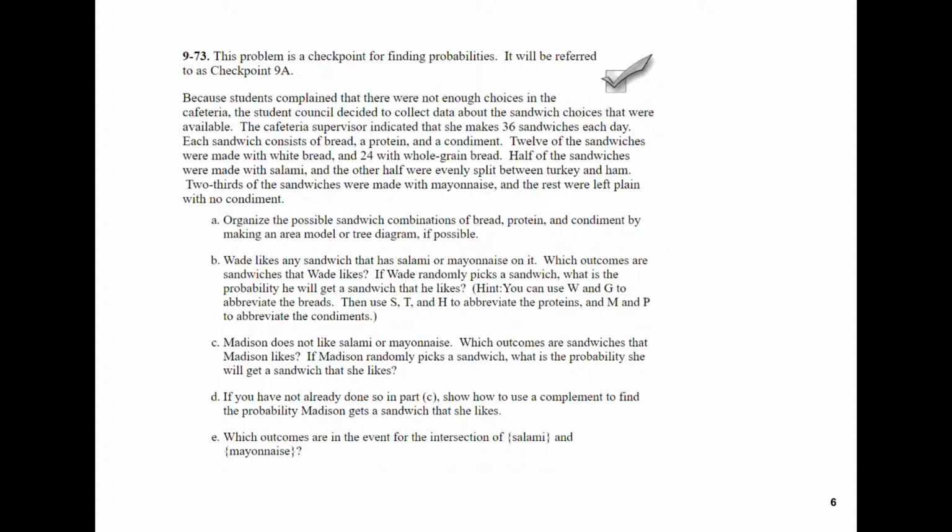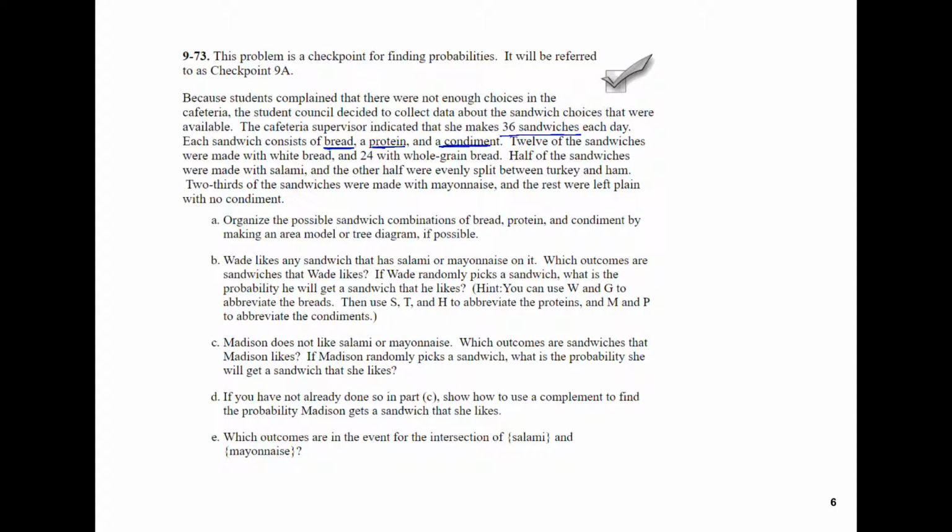9-73, this is a checkpoint problem for finding probability. Because students complained that there was not enough choice in the cafeteria, the student council decided to collect data about the sandwich choices that were available. The cafeteria supervisor indicated that she makes 36 sandwiches each day. Each sandwich consists of bread, a protein, and a condiment.